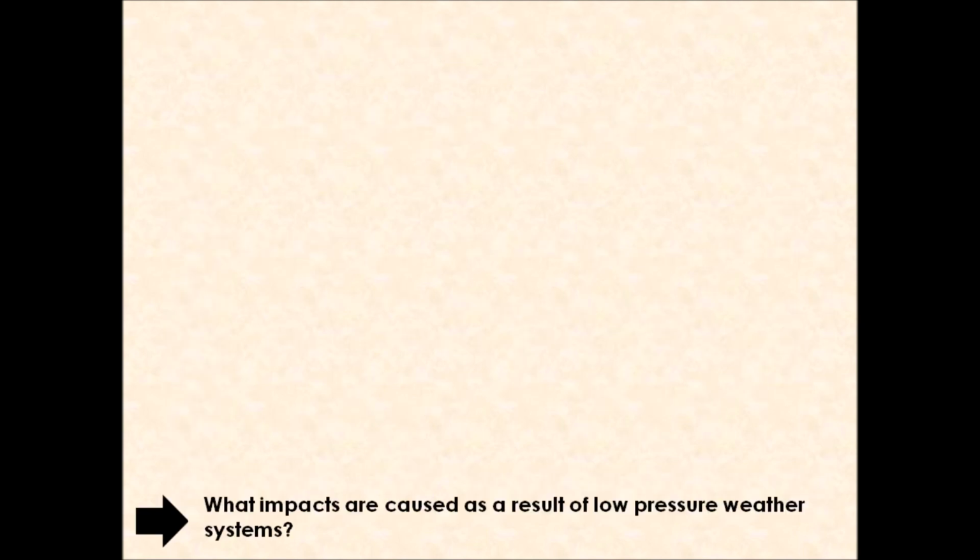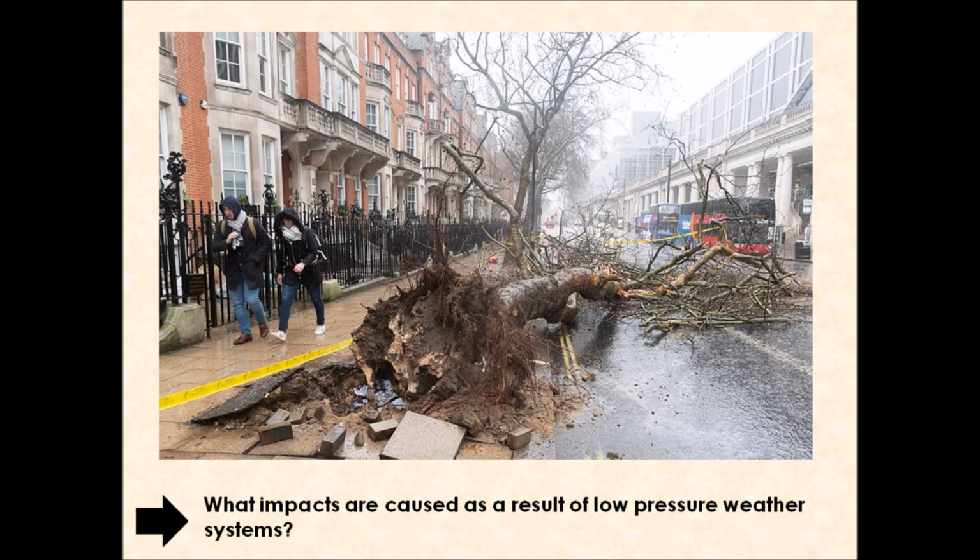So in geography, you also may need to know the impacts that are caused as a result of these low pressure weather systems, these depressions. Unfortunately, they can create quite a lot of negative impacts due to the unstable, unsettled weather they bring. We can have really strong gale force winds, for example, which can blow down infrastructure, bridges, signage, and can cause quite a lot of damage if they hit things along the way.